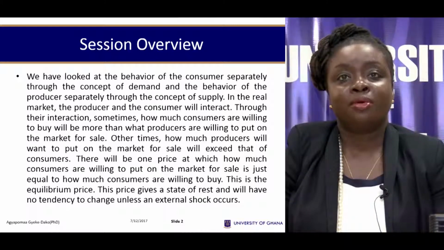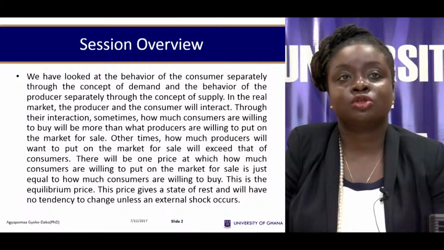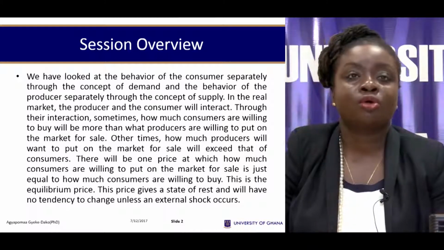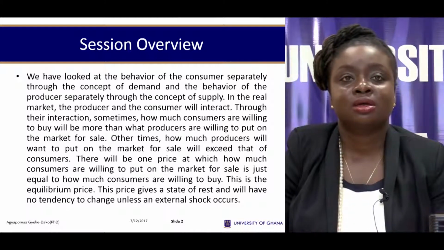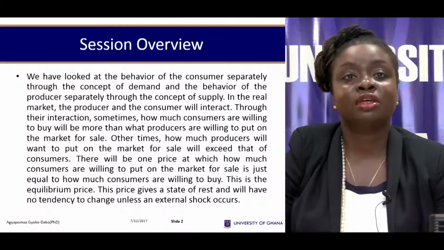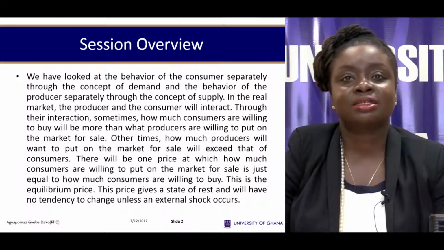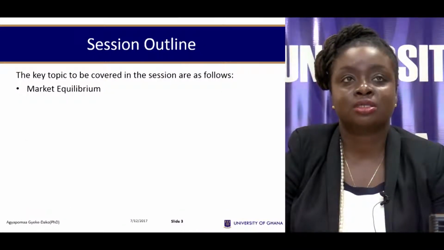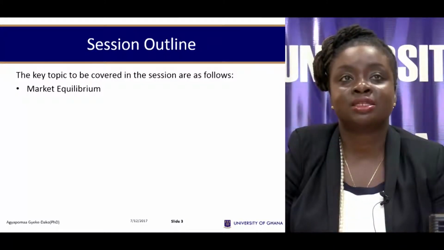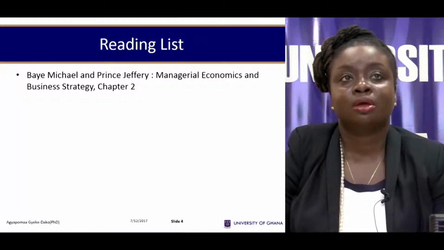But there will be one price at which how much producers are willing to put on the market for sale is just equal to how much consumers are willing to buy. This is what we call the equilibrium price. Once we get to this price, we get to a state of rest and there is no tendency for anything to change unless an external shock occurs. So the key topic to be analyzed here is market equilibrium.